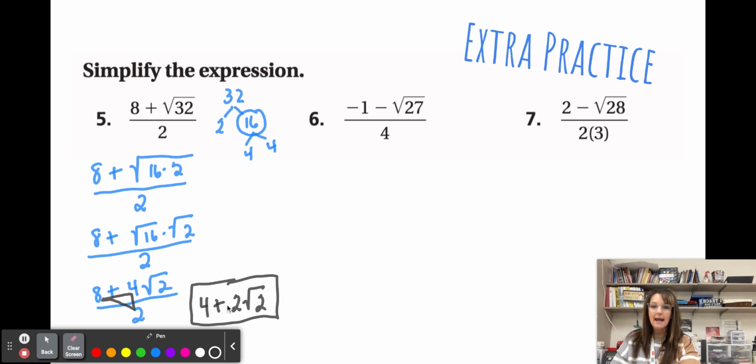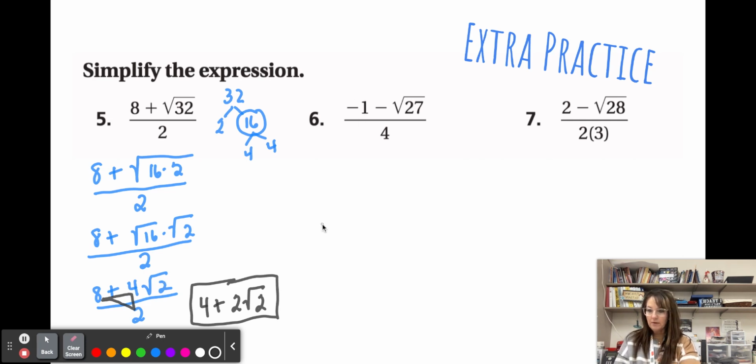Okay, we cannot add these, and we couldn't add these or add these because they're not like terms. They have to have the same radical. So 8 doesn't have a radical 2, so I couldn't combine these and make 12 radical 2, right? Unless it did have a radical 2.